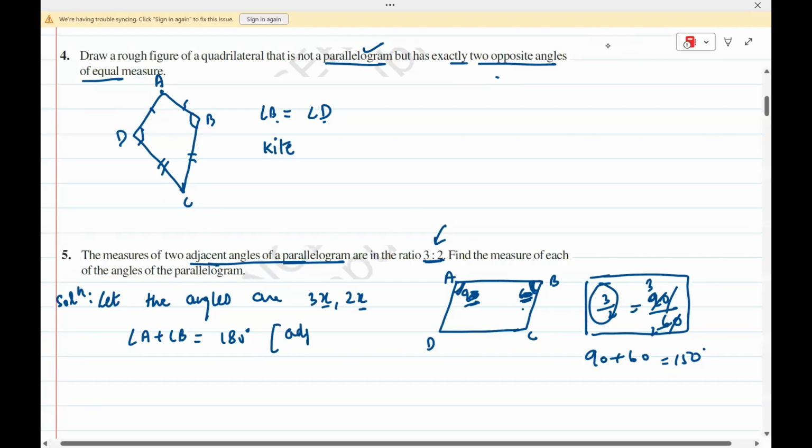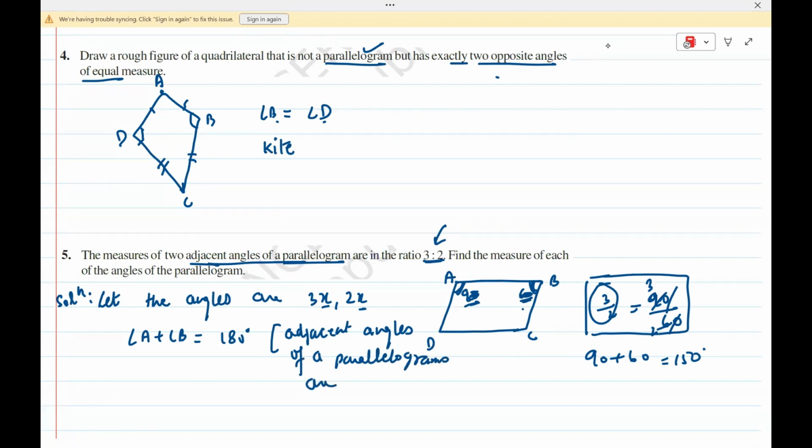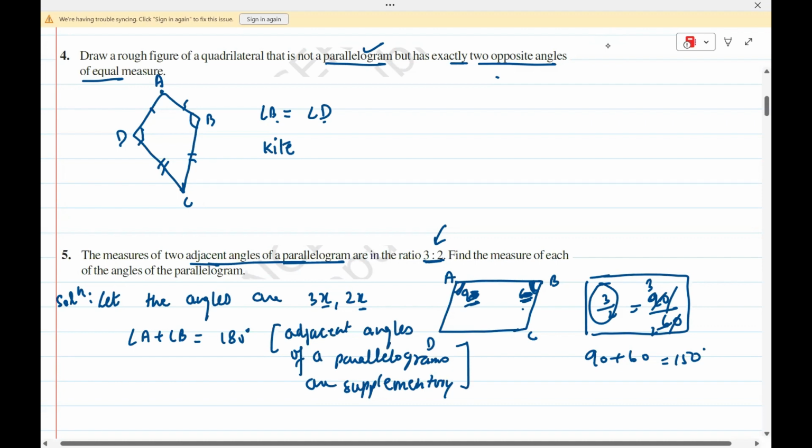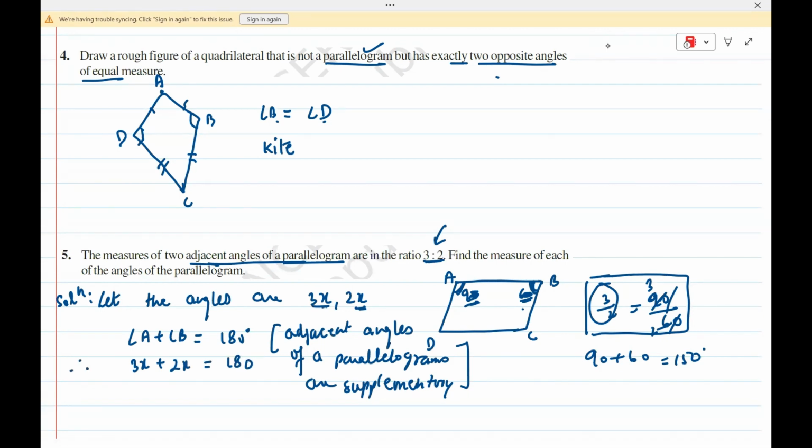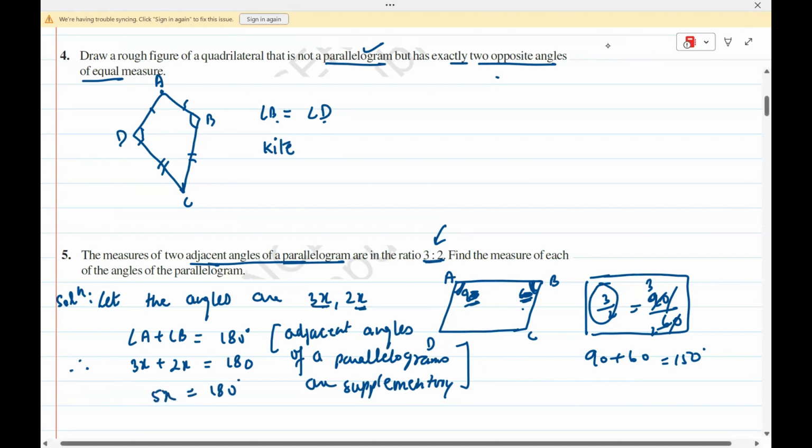So adjacent angles of a parallelogram are supplementary, right? Okay. Substitute the value, that is 3x and 2x. They have given the ratio and we have taken that with x. Now solve this. 5x is equal to 180 degrees.